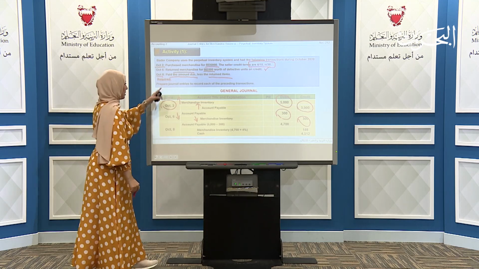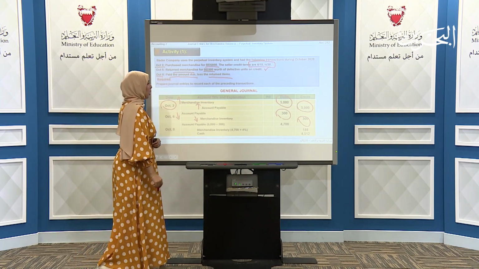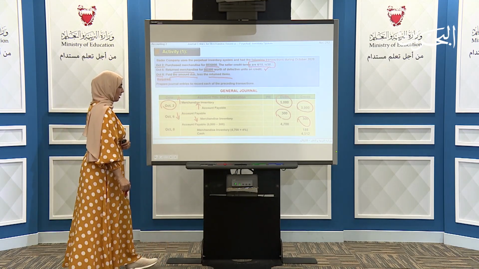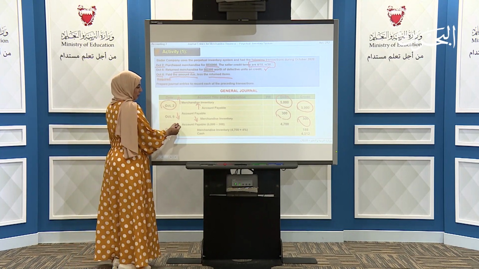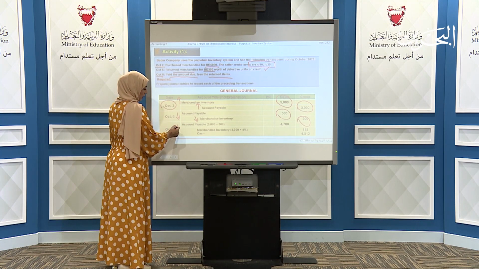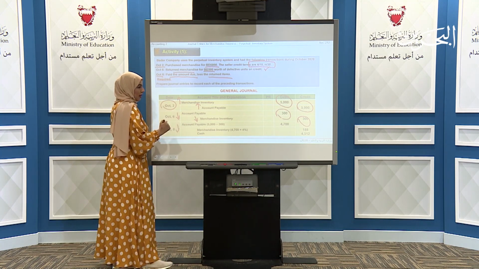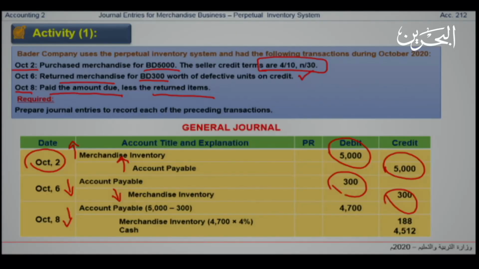Shifting to the last transaction, the paying of the amount due. If I want to pay the amount due, the account payable for my company also will decrease, and it will be 4,700. How can I get this amount? I should take the 5,000, the amount of purchase, minus the 300, the amount of return, and I will get the amount that I should pay.